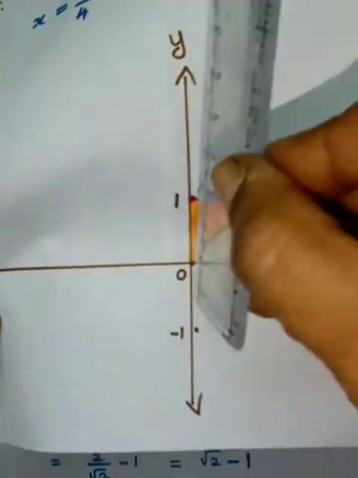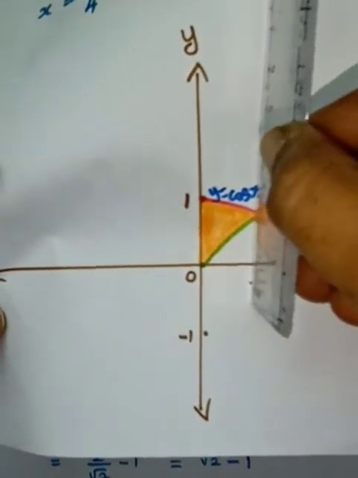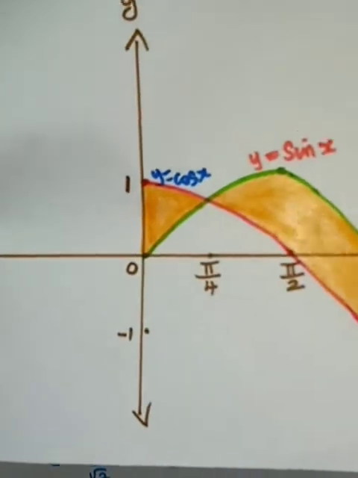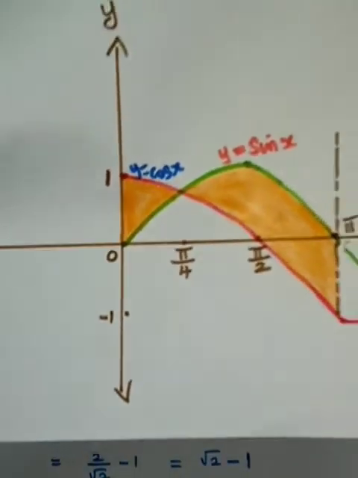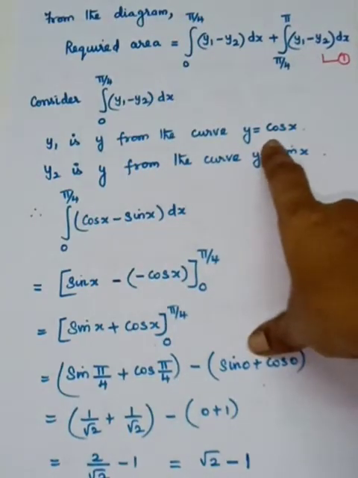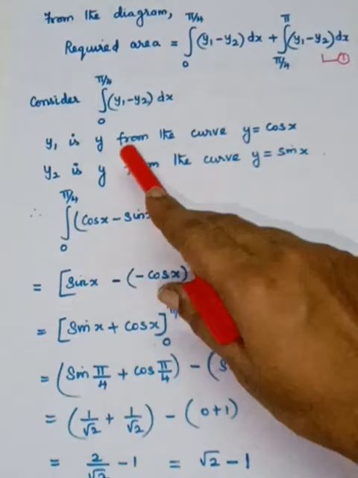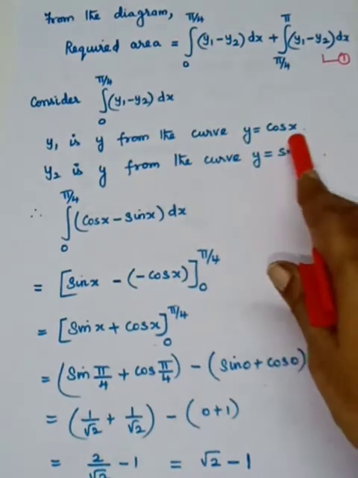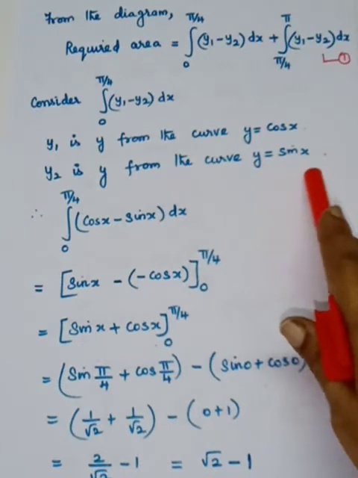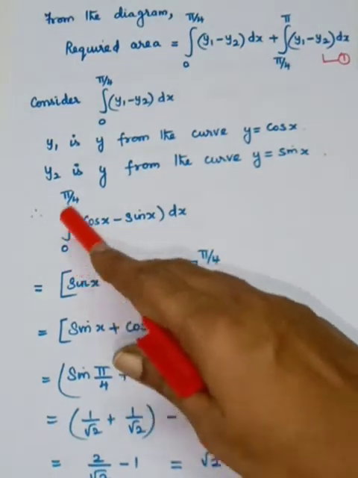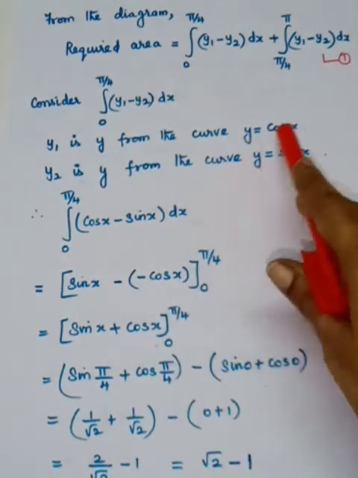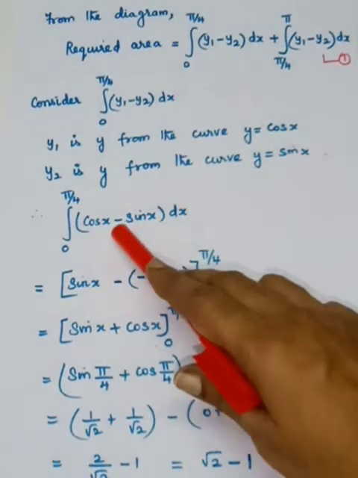So for this part, 0 to pi by 4, y has to be taken from cos x, that is y1, and next y has to be taken from sin x. That is what I have written. Y1 is y from the curve y is equal to cos x, and y2 is y taken from the curve y is equal to sin x. So the integral from 0 to pi by 4 of cos x minus sin x, because y is equal to cos x and y is equal to sin x. So cos x minus sin x.